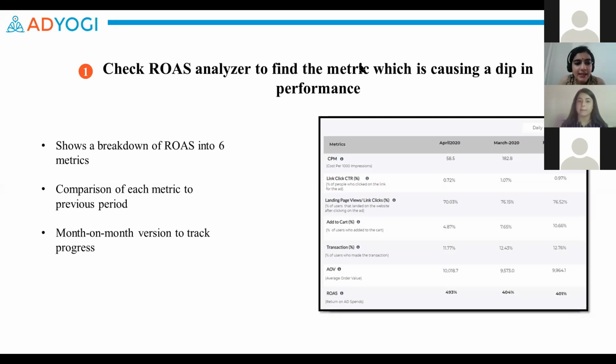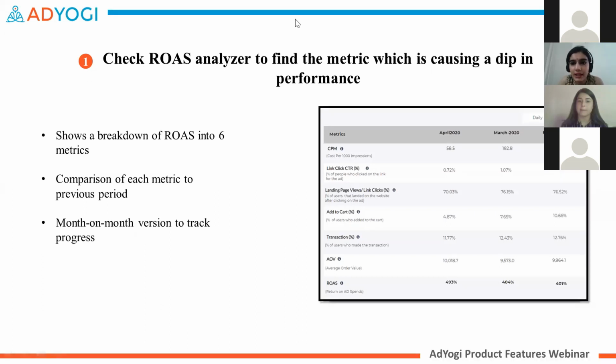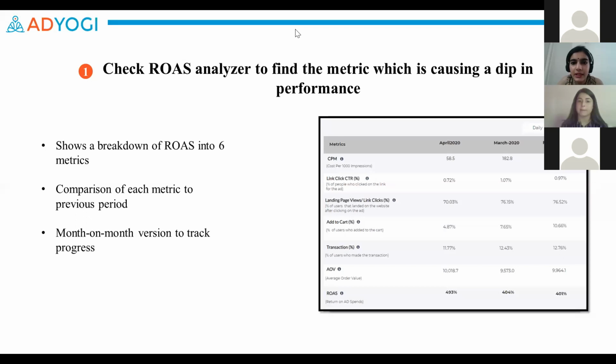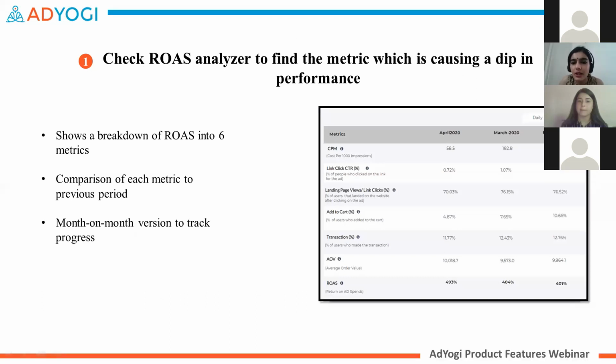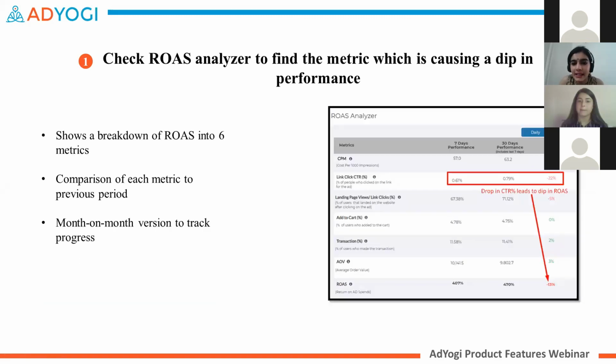So this analysis also contains a table of comparison at the monthly level so that we can see how we've been progressing on the month-on-month level. Ultimately, what the ROAS analyzer does is it tells us which metric has been performing the best and which is the biggest contributor into our ROAS and which is the metric that is causing a decrease in the ROAS.